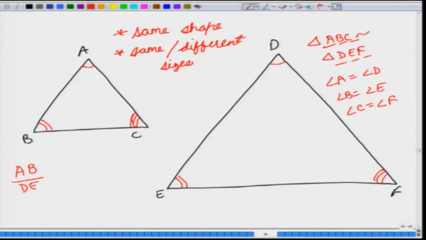At the same time, if both of these triangles are similar, then the equivalent sides would be in the same proportion, which would mean that the ratio AB by DE is the same as the ratio of BC divided by EF, which is equal to CA divided by FD. So, in the case of similar triangles, you have the same shape, the corresponding angles are equal and the sides are in the same ratio. Now, if we are able to get two triangles that are similar and we know at least one dimension of both of these triangles, then we can find out the other dimensions.